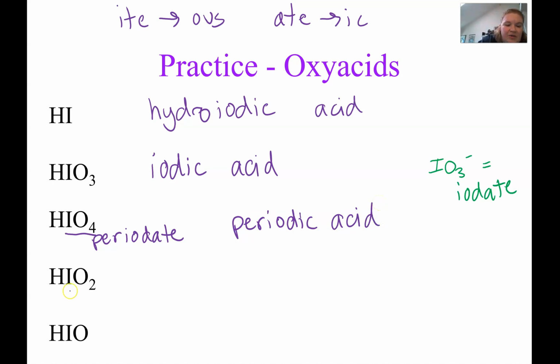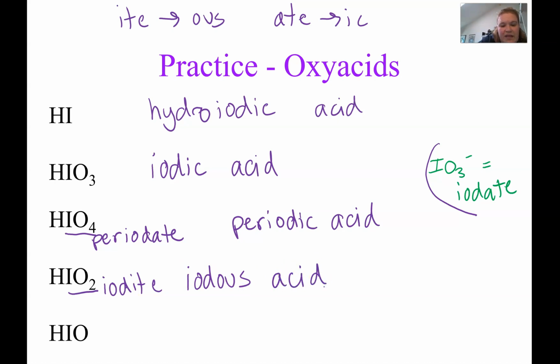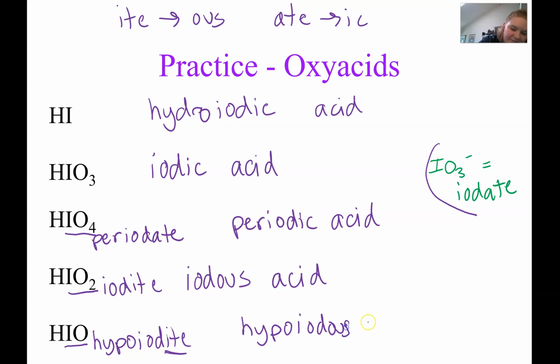What about HIO2? IO2 is one less oxygen than our original, so this is iodite. So the -ite becomes -ous, and this is iodous acid. And then HIO, so now we have 2 fewer oxygens from our original, so the name of this would be hypoiodite. And again, we're just going to change the ending there to hypoiodous acid.